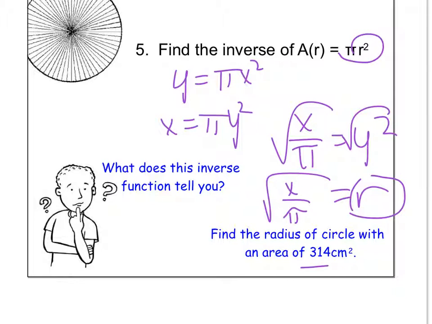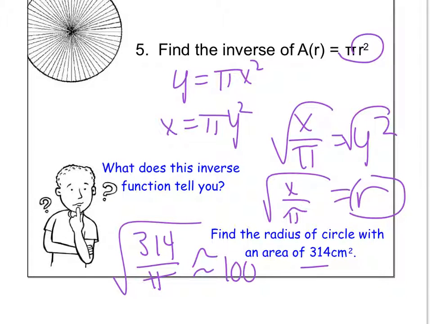Okay, so find the radius of a circle with area 314. So take 314 divided by pi, take the square root, and when you do that, that'll give you the radius. 314 divided by pi is going to be about 100, approximately 100, and when I take the square root, I'm going to get 10 for an answer. So that's going to be my radius.